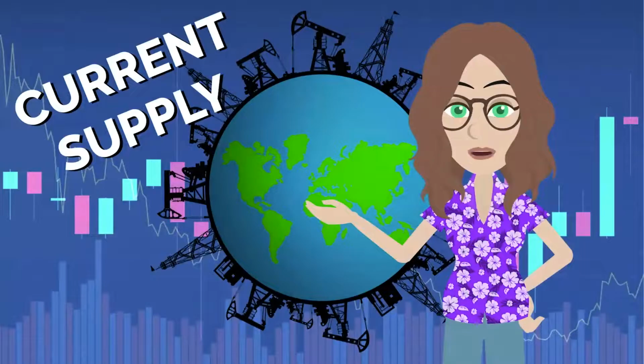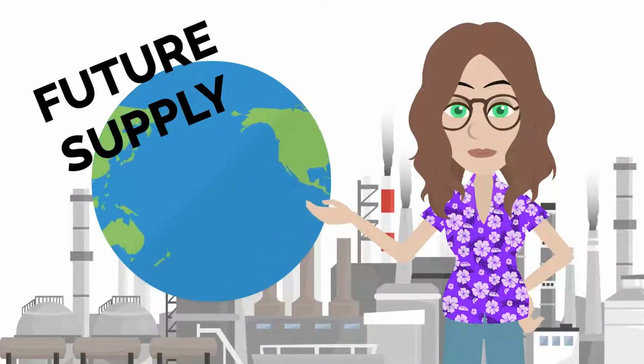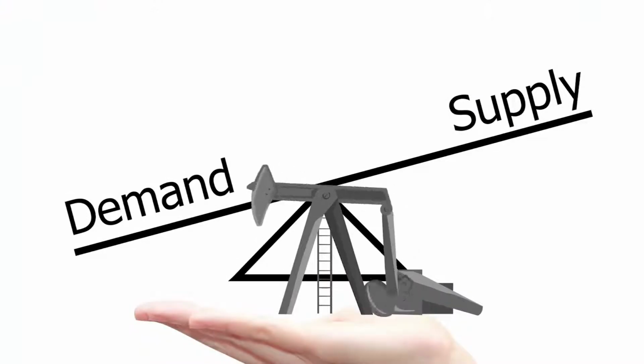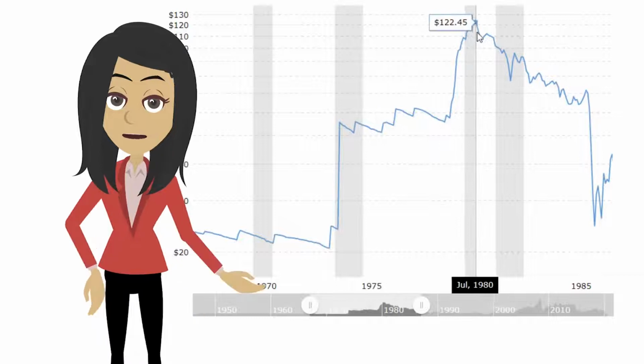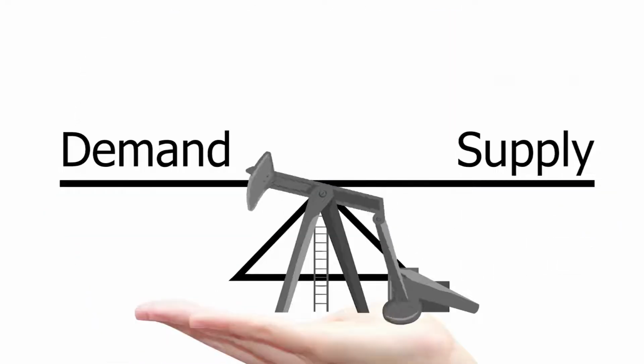Current supply is the total global output. This is the total production of oil all over the world. Graphic of globe with oil pumps all around it. Future supply is the oil that is already in storage or still in the ground identified, but not yet produced. Photo of an oil refinery with mountains in the background. When the supply outgrows demand, as it did in the 1980s following the energy crisis of the 1970s, prices fell until supply evened out with demand.